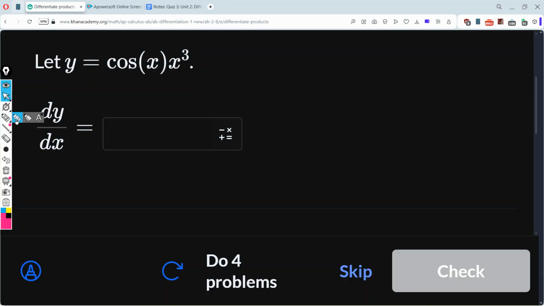All right, so here they want us to find the derivative, dy dx, of this right here. This is basically the cosine of x times x to the third. So I'll let the cosine of x equal u, and I'll let x to the third equal v. I'm going to do some of my work in the margin here. Since u is the cosine of x, for u prime, we know that the derivative of the cosine is the negative sine.